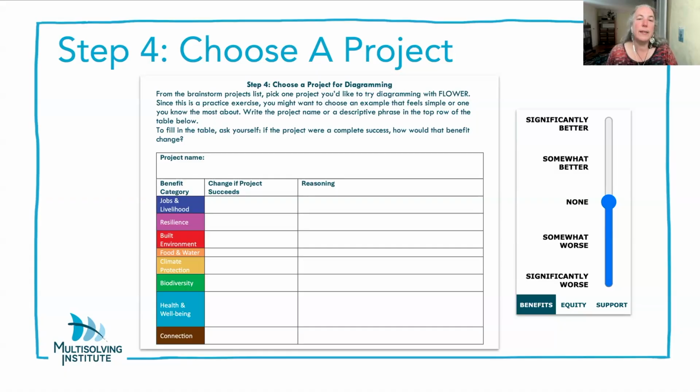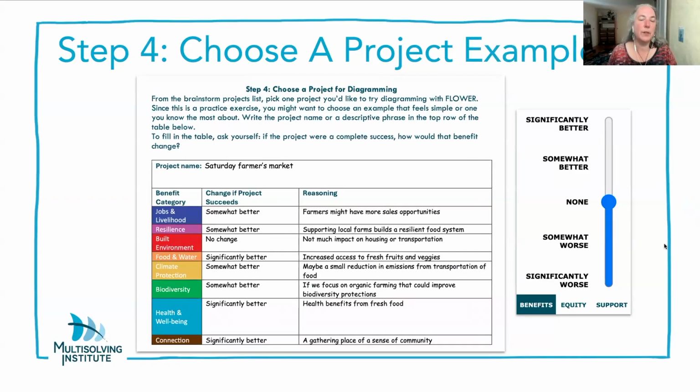Then you're going to want to say, if that project as you envision it was completely successful, how would each of these things change? Jobs, resilience, built environment, etc. And you're going to write in the column that says change if project succeeds something from significantly worse to significantly better. So if I create a food forest, probably food and water is going to be somewhat or significantly better.